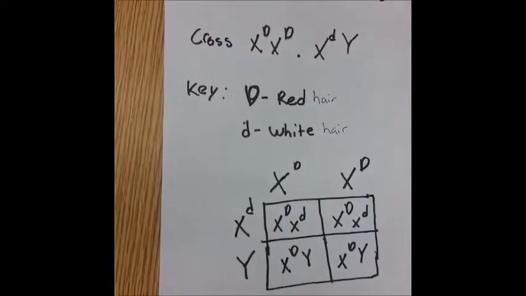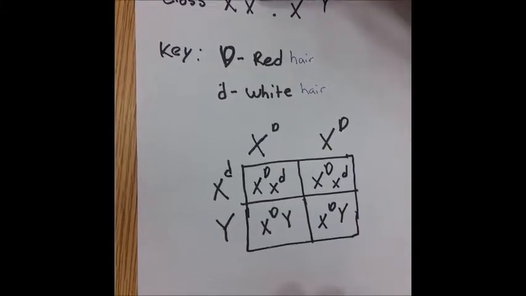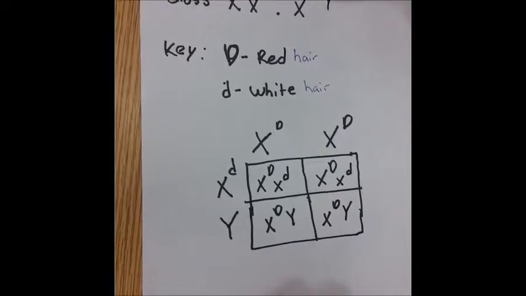Lastly, we have sex-linked crosses. These are pretty basic to understand. So, when you have two X's, they would represent female. One X, one Y would represent male.